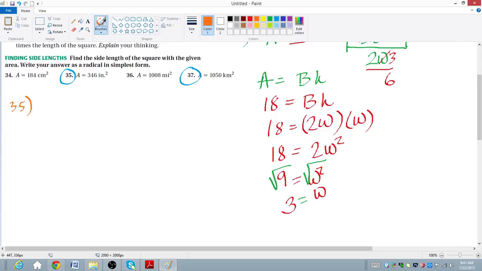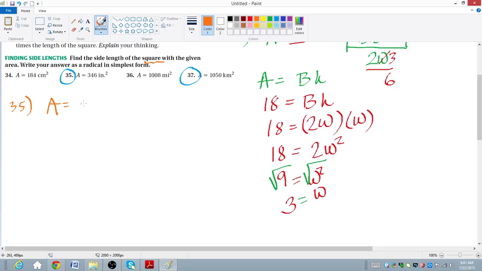It says, find the side length of the square with the given area. Write your answers. So now given area again, and what area formula are you gonna use? Are you gonna use circle? You gonna use square, rectangle? Well, it's given right here. It's a square, so it's an area of a square.